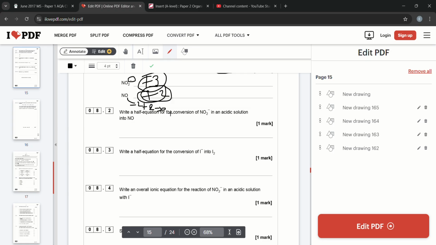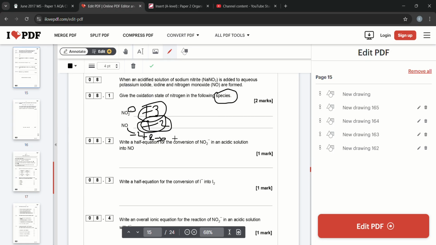8.2, write a half equation for the conversion of NO2 minus in acidic solution to NO. Before I carry on, for 8.1, you do need to learn the specific rules for oxygen, hydrogen peroxide and all of that. You just need to memorize it, maybe do a bit of practice. I feel like they will test you on that, and that's why I took my time answering these questions. Otherwise I could have sped through it. One thing I would recommend for oxidation states: learn the key special cases where the general rule is not applied.